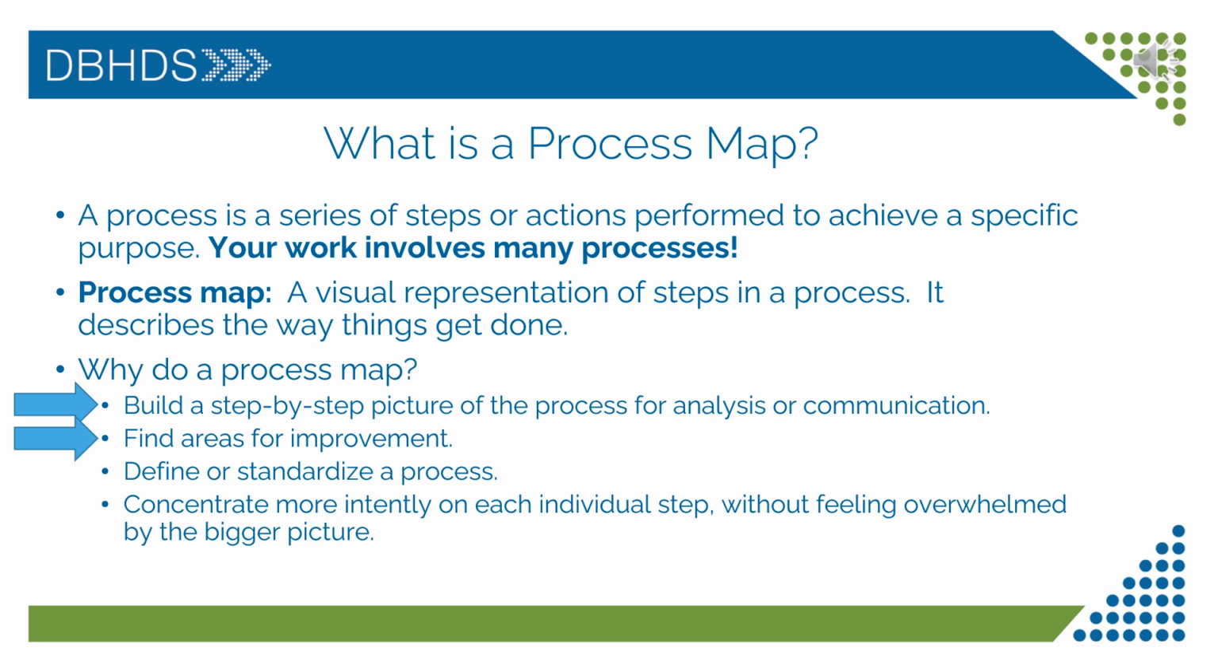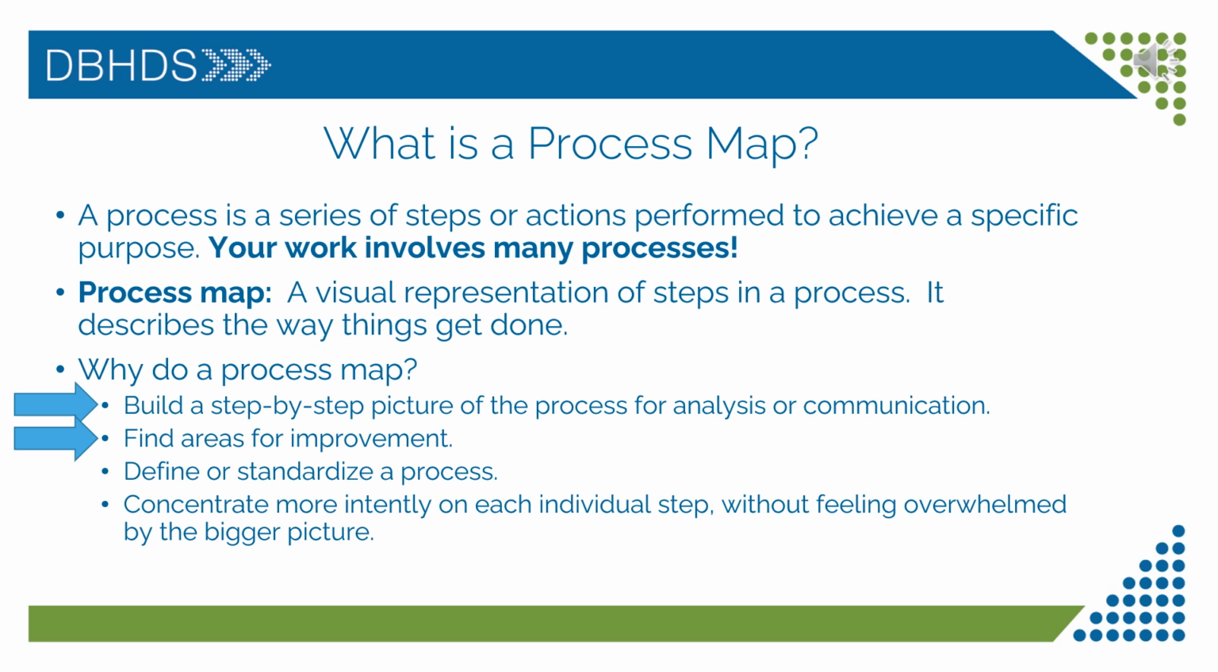First, let's start with some definitions. What is a process? It is a series of steps or actions performed to achieve a specific purpose. Your work involves many processes. Some you may realize and some you may not. A process map is a visual representation of the steps that are in a process. It describes the way things get done.